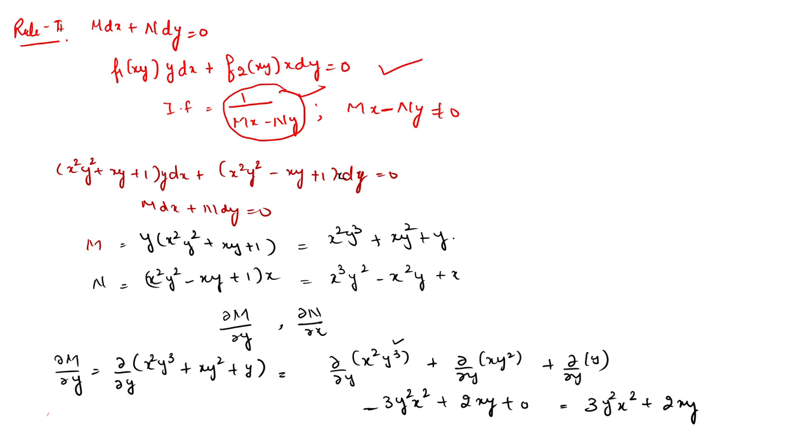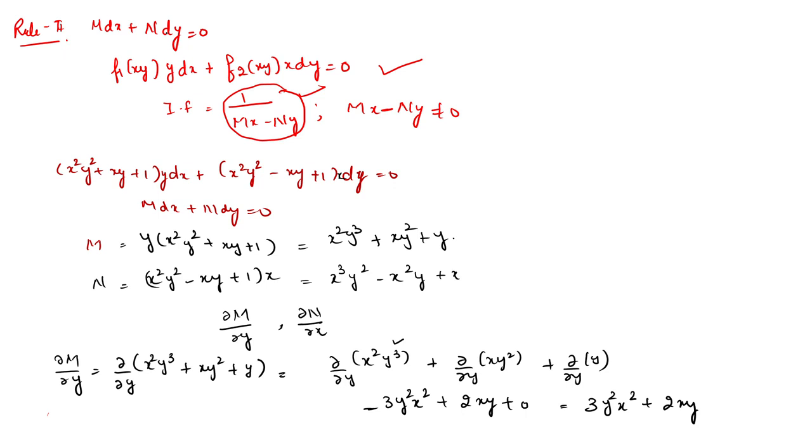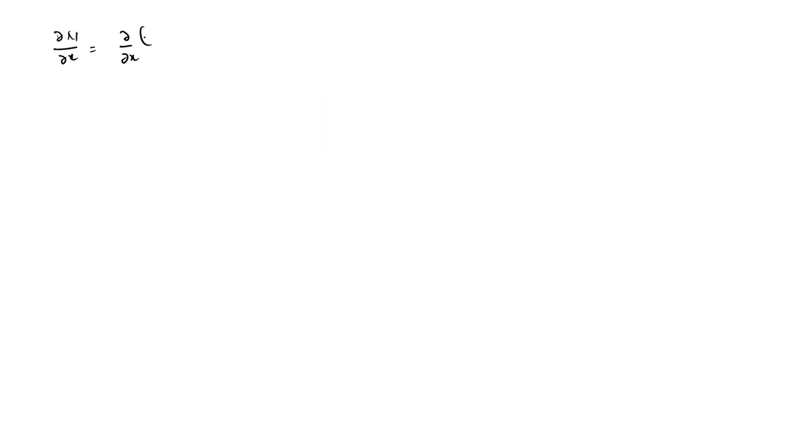Similarly, we find del N by del x. Let's have a look at del N by del x. What is the value over here? x cube y square gives 3x square y square, minus x square y. It's my mistake.